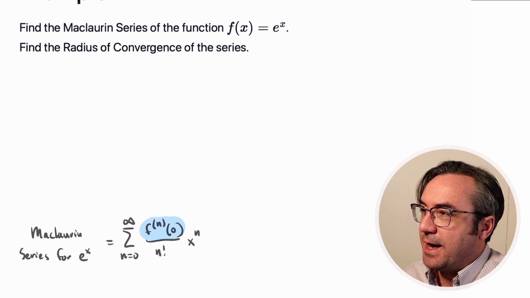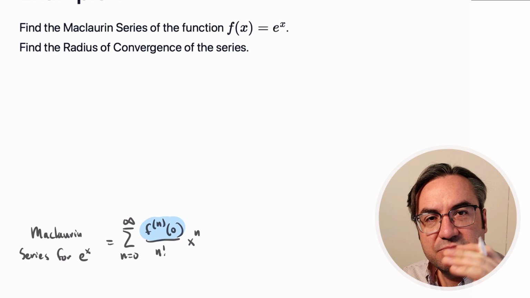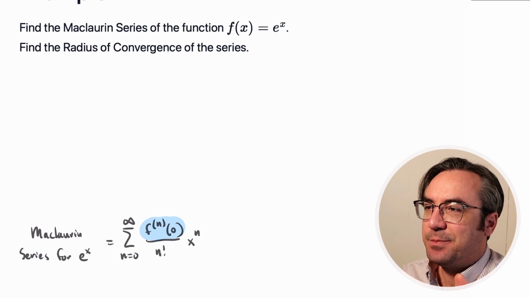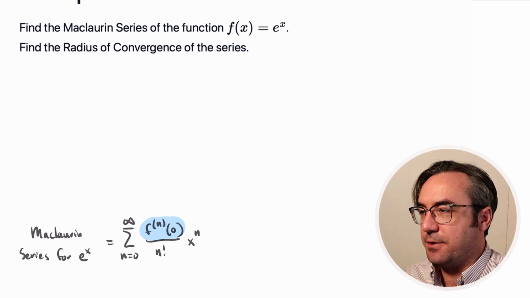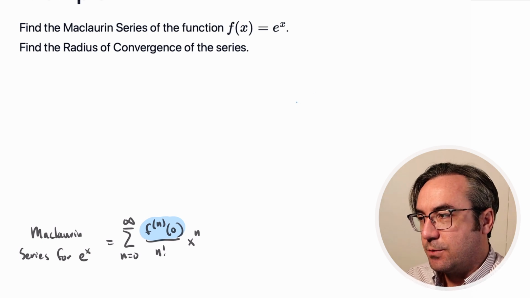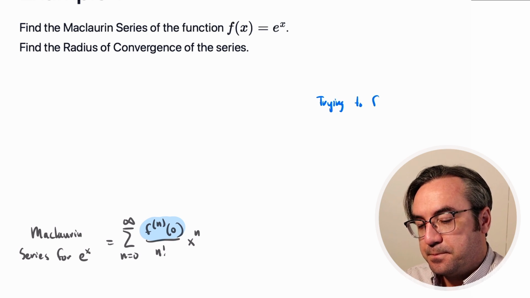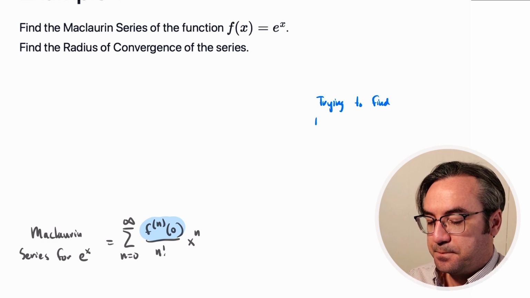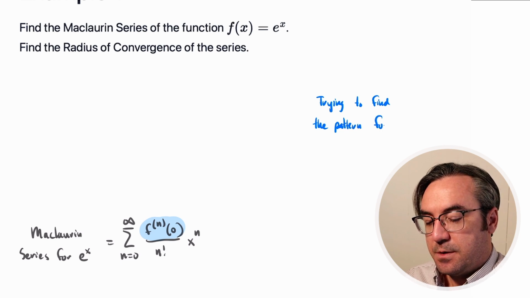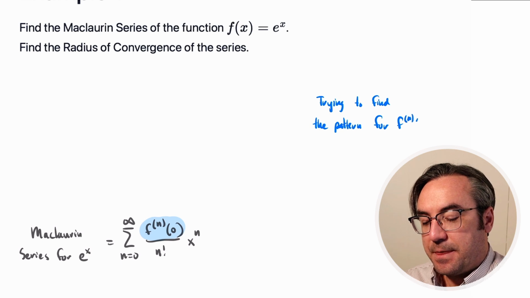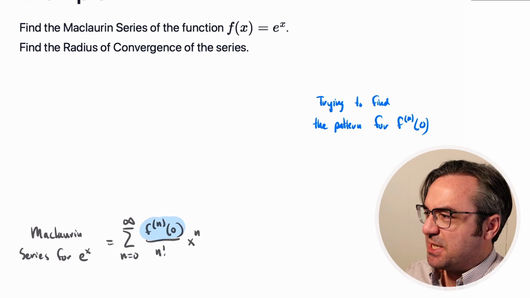All right, so to help with that, we're going to start by calculating just a few derivatives to help us get a little list of things, and from that list, hopefully we can figure out the pattern. So that's what we're trying to do here. We're trying to find the pattern for that nth derivative evaluated at 0. So we're trying to figure out what this is explicitly.